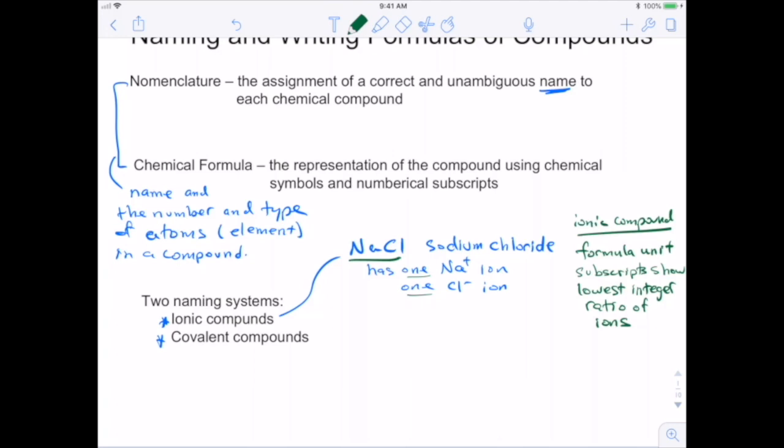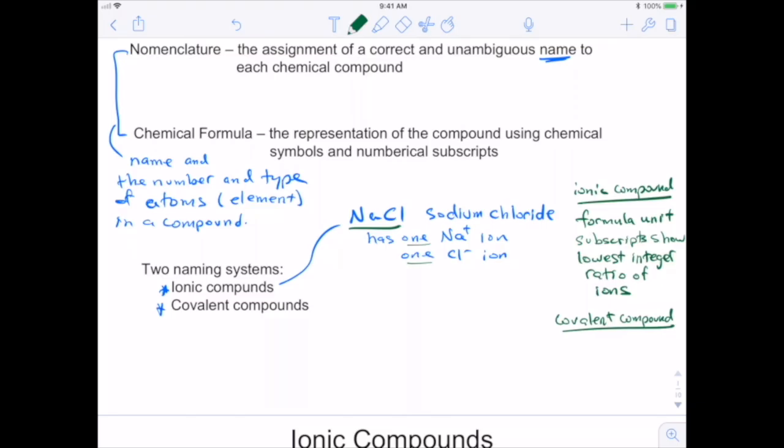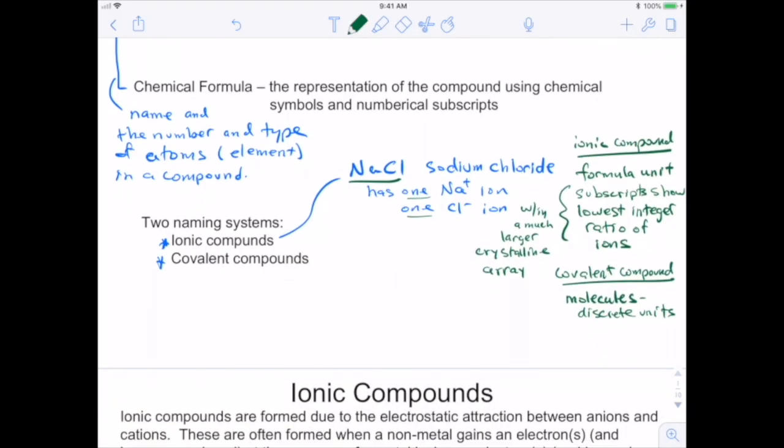For covalent compounds, they actually form molecules. These are discrete units. That's to be contrasted with the formula unit for an ionic compound. That's a formula unit within a much larger crystalline array, whereas the covalent compounds don't form crystalline arrays. We have discrete molecules, discrete units. And here the subscripts will show us what the ratio of atoms are in the molecule. So they're related, but they are different depending on whether it's an ionic compound or a covalent compound.